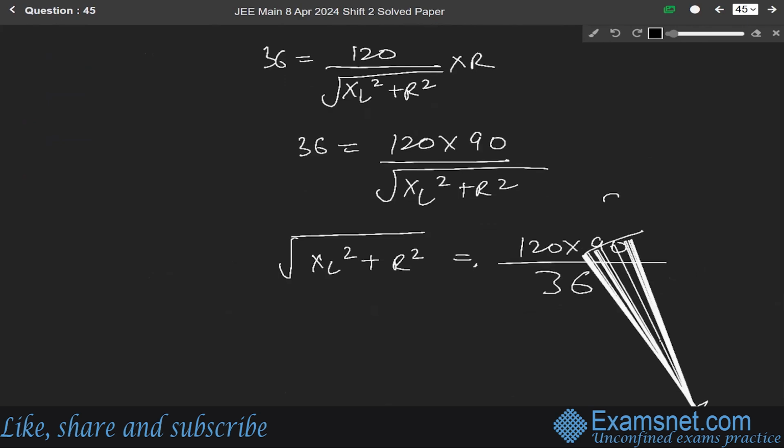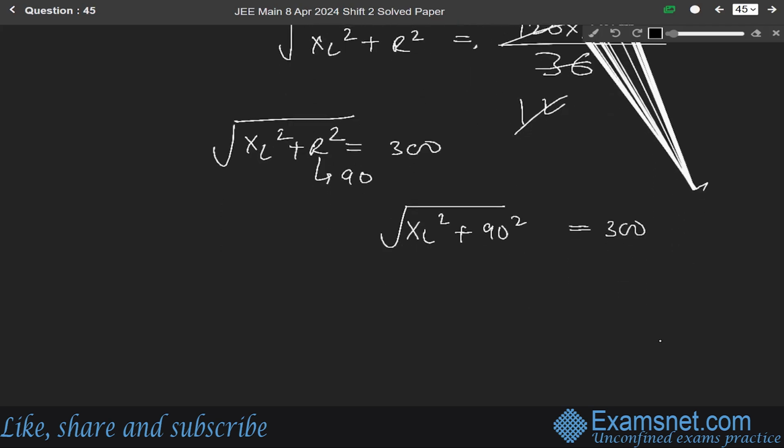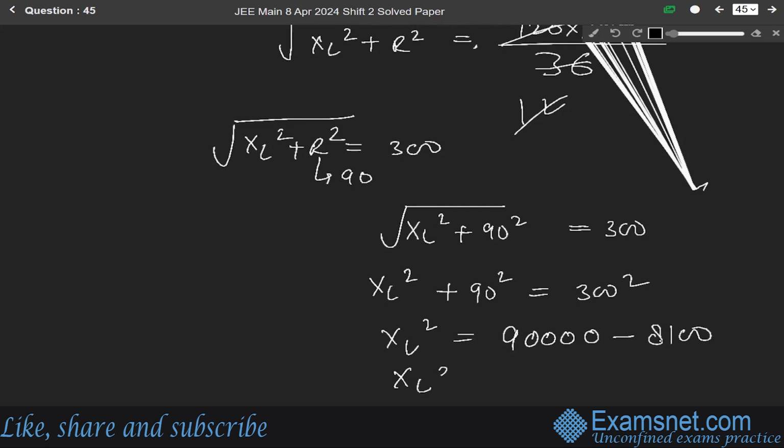So solving it, we get 300. So square root of XL square plus R square is equal to 300. R is 90, so square root of XL square plus 90 square will be equal to 300. Now squaring both sides, we get XL square plus 90 square equals 300 square. So XL square will be 90000 minus 8100. So XL square will be 81900.